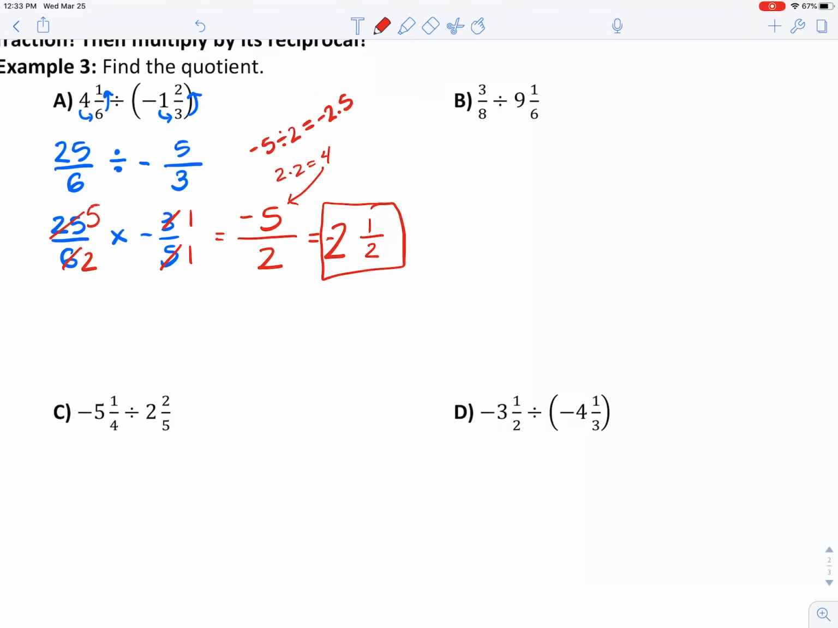All right, let's take a look at letter B. We are going to rewrite this 9 1/6 as an improper fraction. So 9 times 6 is 54, plus 1 is 55. So this is really 55 over 6. Okay, now I can leave it, change it, and flip it.